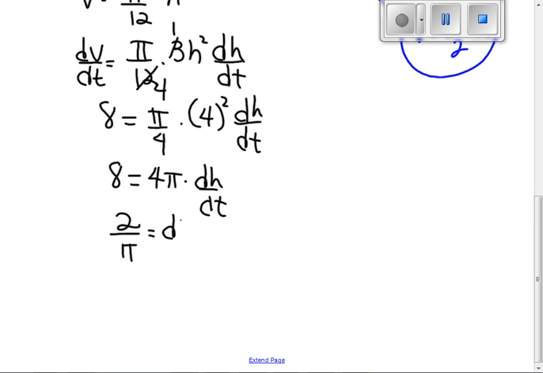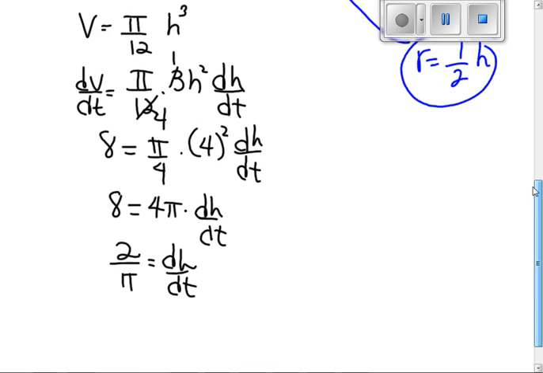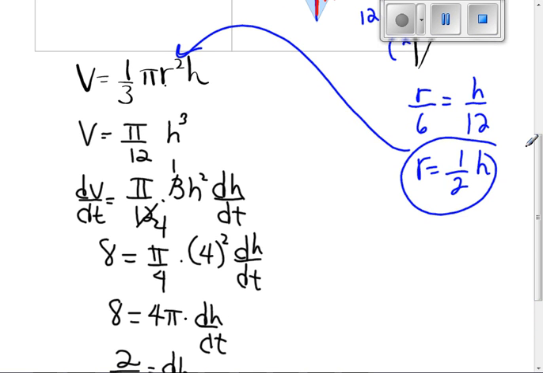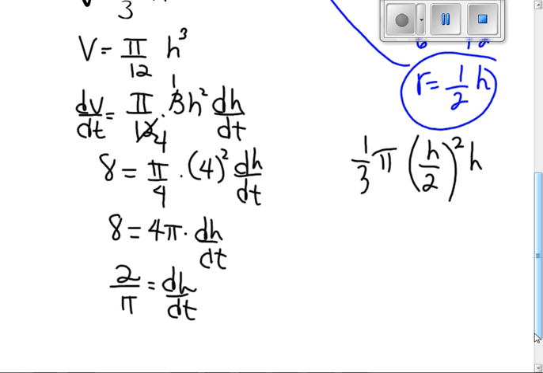Can you show where you get the pi over 12? Yes. I'm going to substitute in r equals 1/2 h. So it's 1/3 pi, and it's h over 2, but you have to square it. So you have to square the denominator. This is h squared over 4.